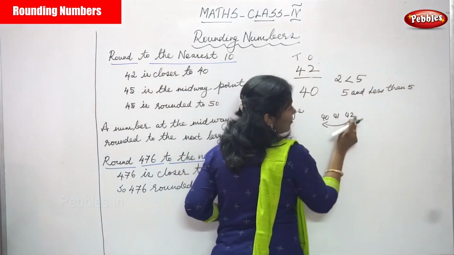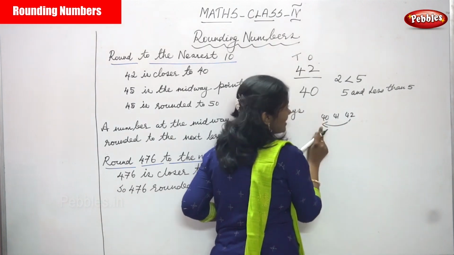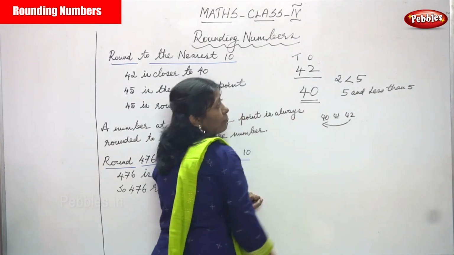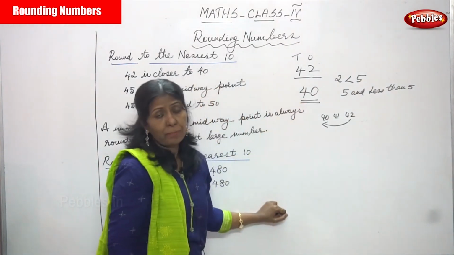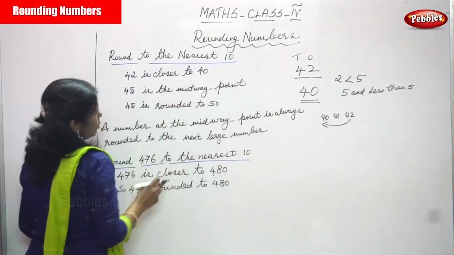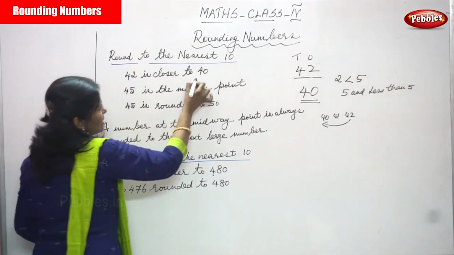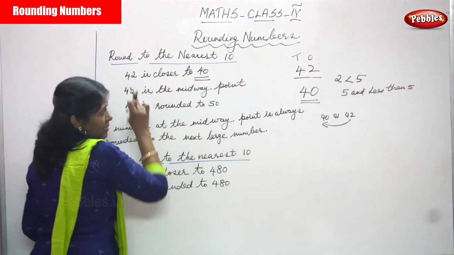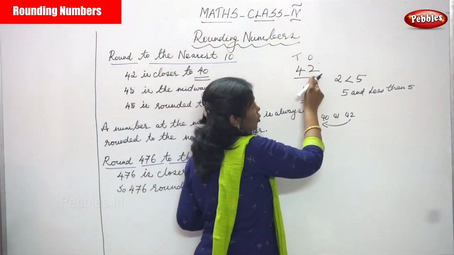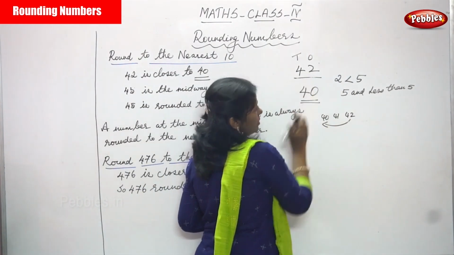So rounding to the nearest 10, 42 is closer to 40. So the nearest 10 is 40. I told you the ending number is 0, so the rounded number is 40. I'll repeat once again. Round to the nearest 10. This is the question. 42 is closer to 40, that means the answer is 40. 42 has 2 in the ones place and 4 in the tens place, that is 4 tens and 2 ones.